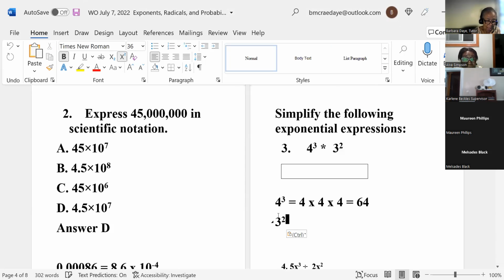What's that equal to, Alva? 3 to the second power, expanded, what would it be? 3 times 3 equals 9. So all you need to do is put these together, right?